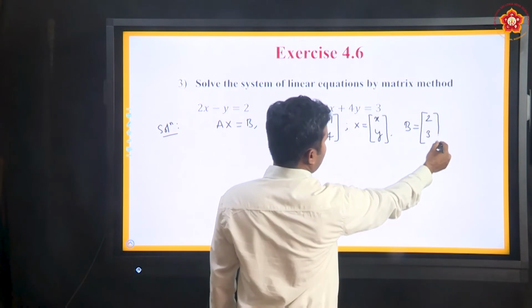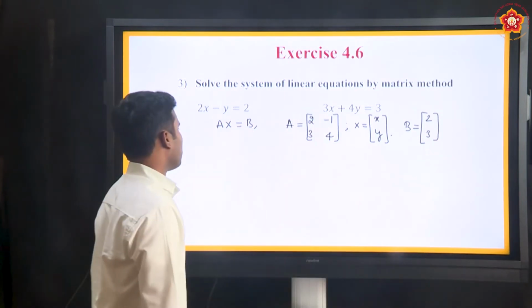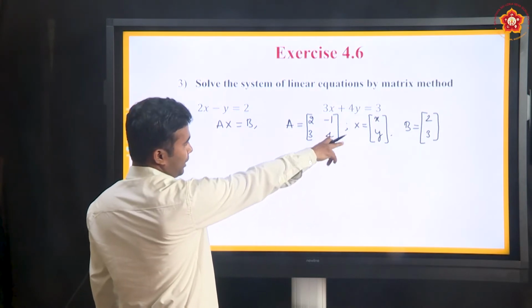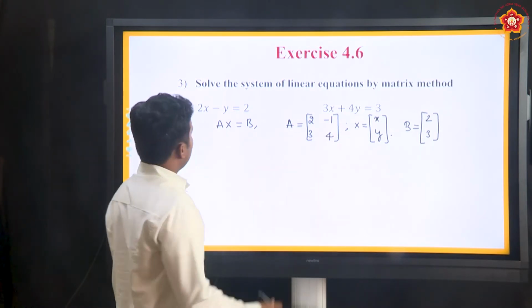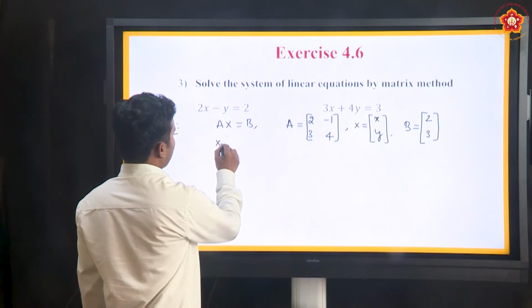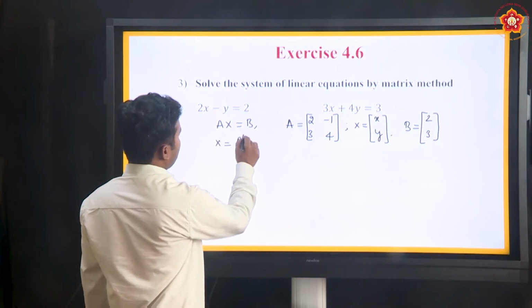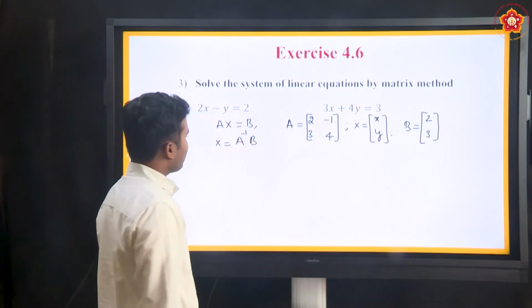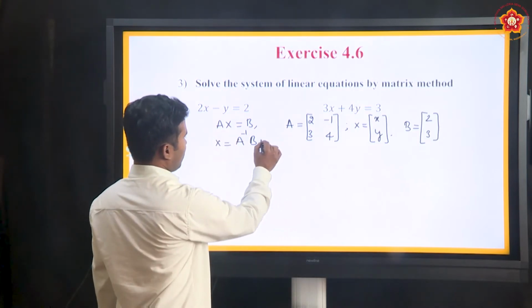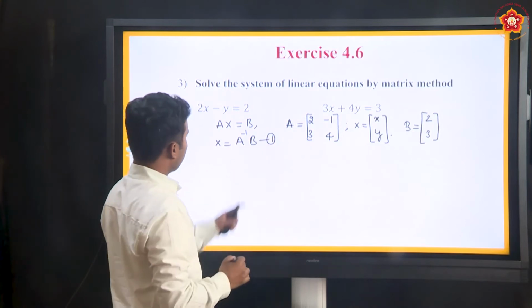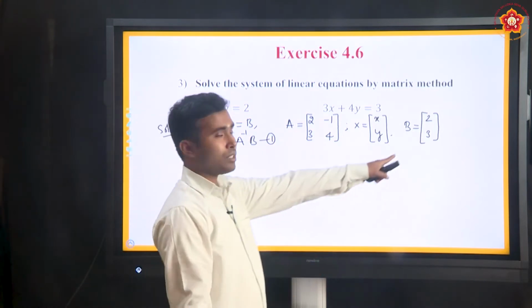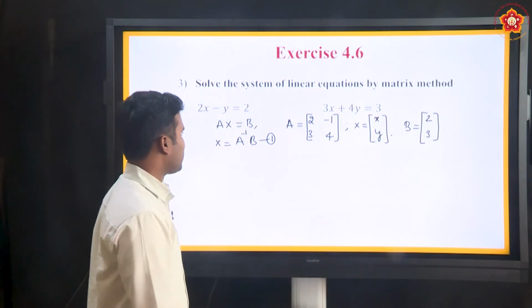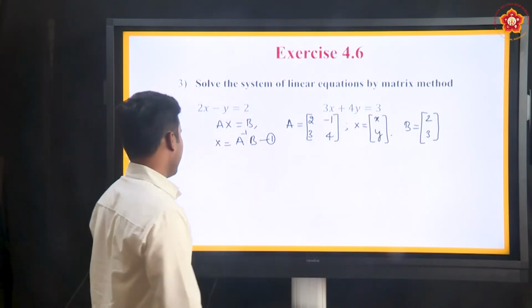Now we have to find the values of x and y here. How can you find that? I can write X = A inverse B. I can rewrite the equation like this, and we can call it equation 1. Now we can find A inverse. Already we know B, since from the given equations we have written matrix B. Now we have to find A inverse.